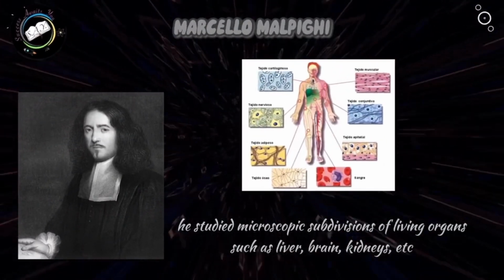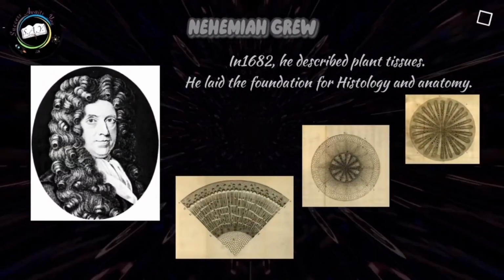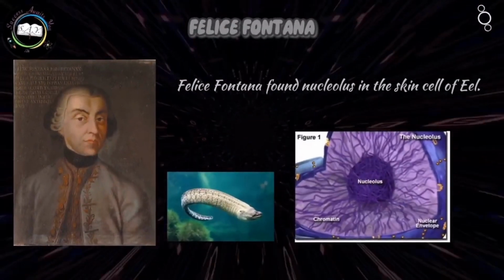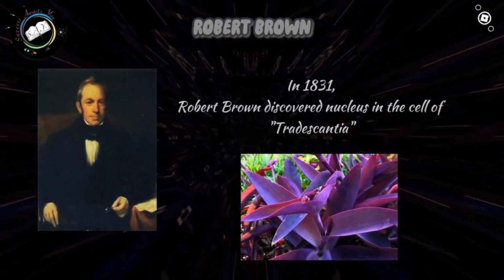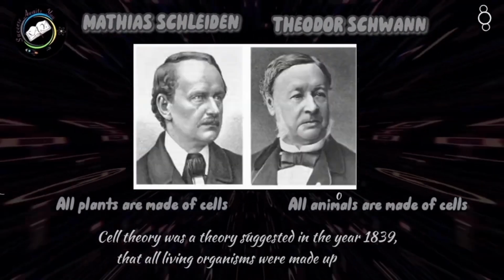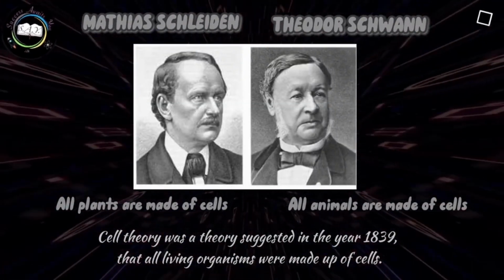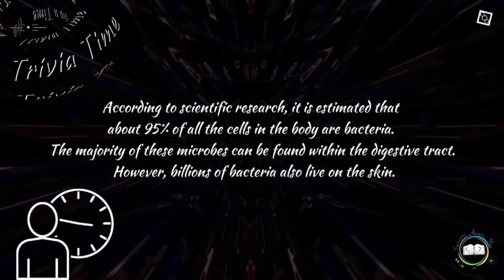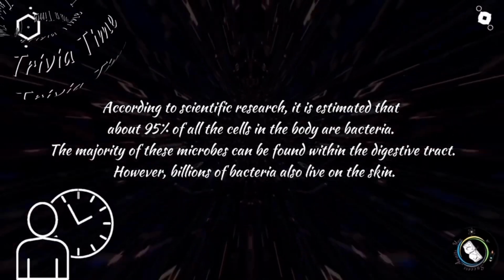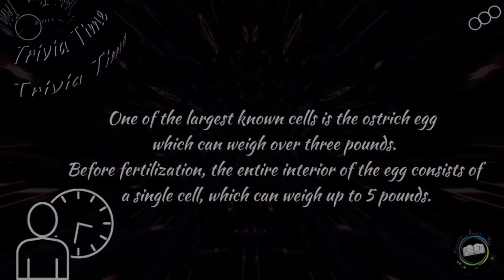Malpighi studied animal tissues under a microscope. Nehemiah Grew described plant tissues. Fontana found the nucleolus in the skin cell of an eel. Robert Brown discovered the nucleus. However, Schwann and Schleiden studied animal and plant tissues, respectively, and proposed the cell theory. Trivia time. Do you know? There are more bacterial cells in the human body than human cells. The largest living cell in nature is the ostrich egg.